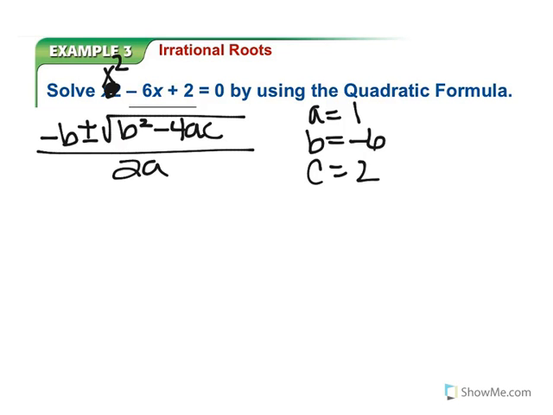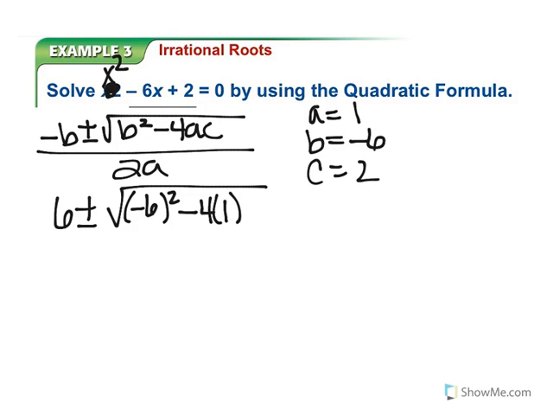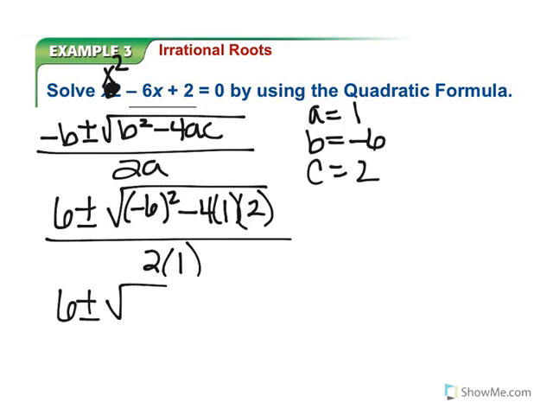Now we're going to plug in accordingly. We're going to have negative 6, so 6 plus or minus the square root, negative 6 squared. Always make sure you put your parentheses, because that'll mess you up if you don't. Minus 4 times 1 times 2, all divided by 2 times 1. Always start with what's underneath your radical. So we are going to take negative 6 squared, which is 36. So 6 plus or minus the square root of 36, 4 times 1 times 2 is 8. So 36 minus 8 divided by 2.